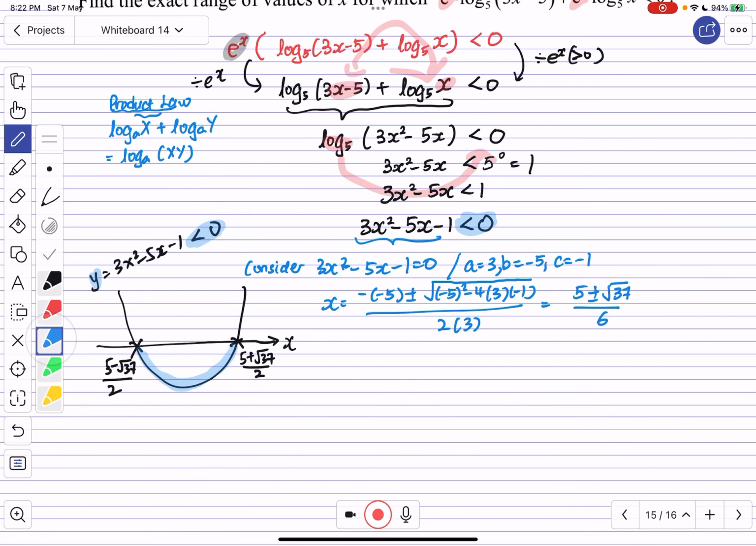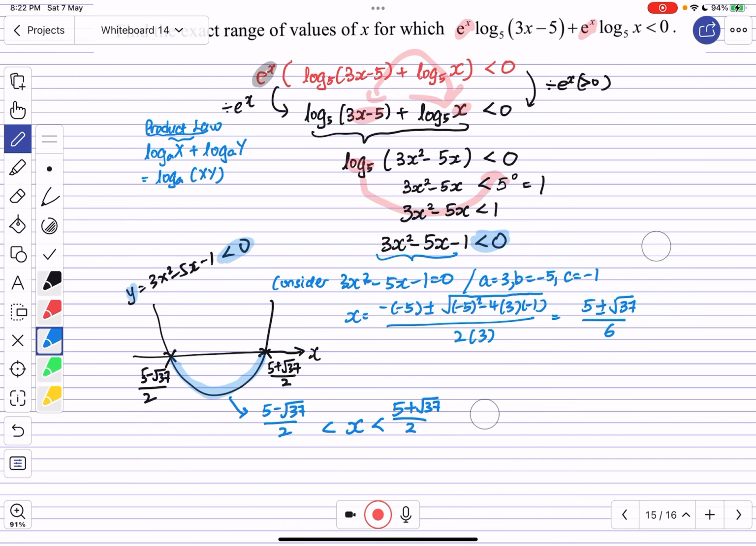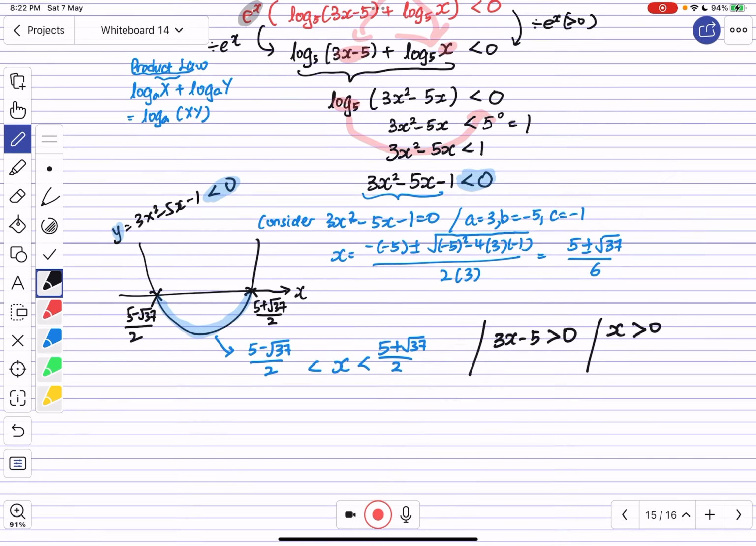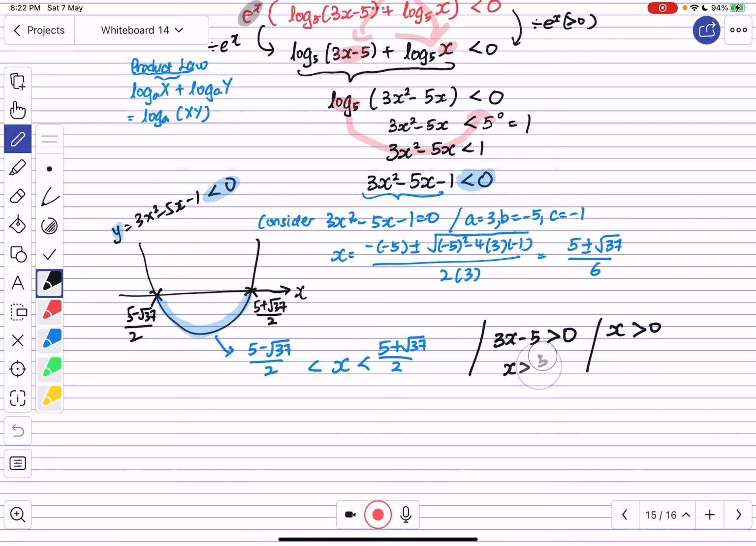So from here, by observing, we know that x has to be between 5 minus square root 37 over 6 and 5 plus square root 37 over 6. At the same time, do note that x has to be positive and 3x minus 5 also has to be positive because they are part of the log function. So 3x minus 5 has to be more than 0, and x has also to be more than 0. So here, x has to be more than 5 over 3.